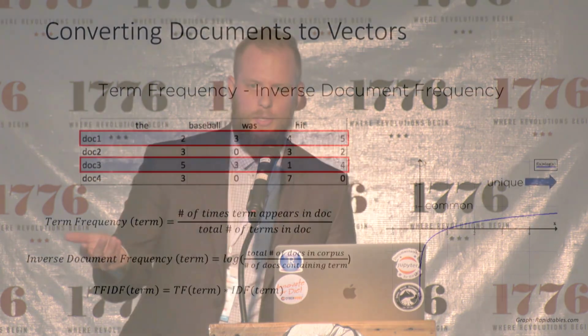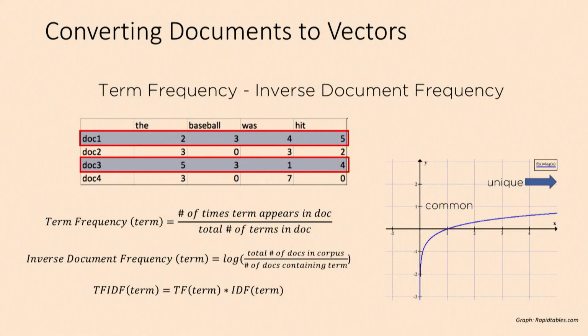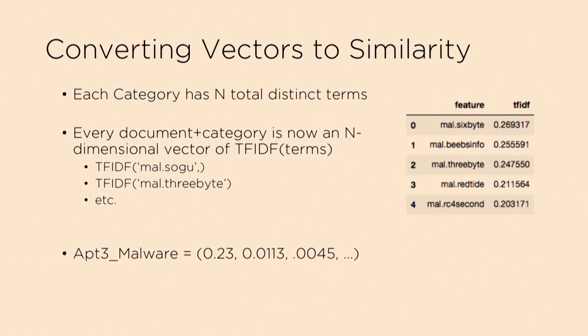So the example I gave here is if you wanted a couple documents about baseball, the word "baseball" would be a really useful term to use there. Maybe the word "hit" would also be useful, but the words "the" and "was" would not be particularly useful in grouping those together. So we use that method to convert those vectors to similarity. And again, we're doing this within the topic area. So APT3 malware, for example, turns into a vector of numbers that we can then use to measure similarity.